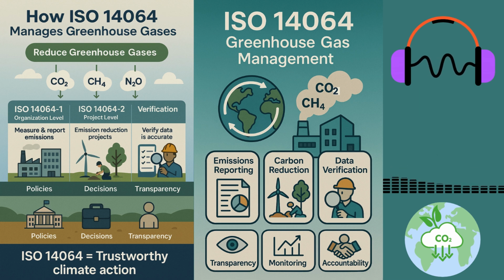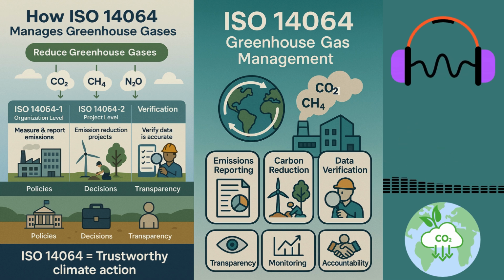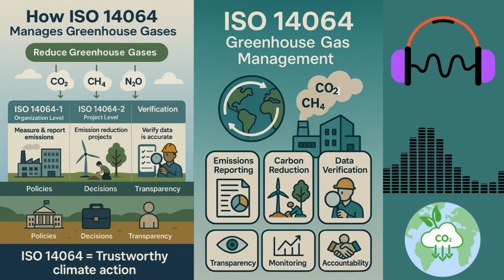The location-based approach is what it sounds like. It uses an average emission factor for the electricity grid in the specific location where the power is used. So if your grid is mainly coal-powered, your emissions are higher.